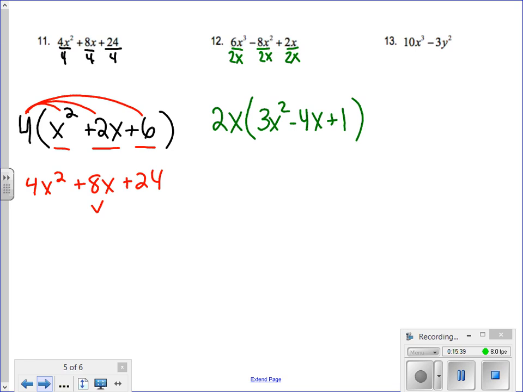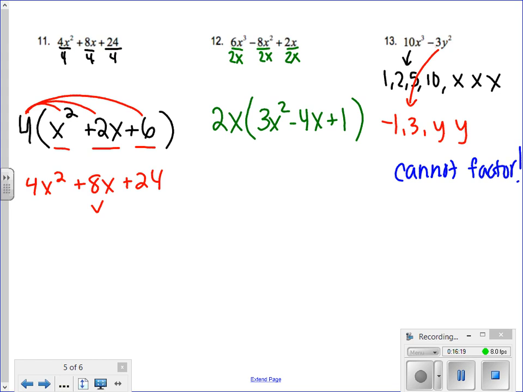All right, last one in this row. 10x cubed minus 3y squared. Well, 10 and 3, it's hard to figure out, but let's list them out this time. The factors of 10x squared are 1, 2, 5, and 10, and then x, x, x. The factors of negative 3y would be negative 1, 3, y, and y. There's nothing on that list that looks the same.